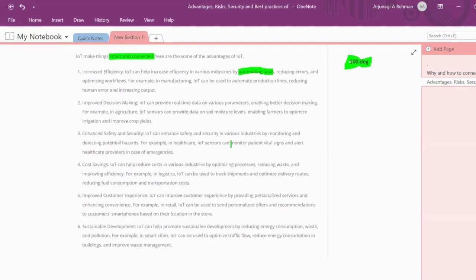IoT can enhance safety and security in various industries by monitoring and detecting potential hazards. For an example, in healthcare, IoT sensors can monitor patient vital signs and alert healthcare providers in case of emergencies. So now let's say another example of manufacturing.